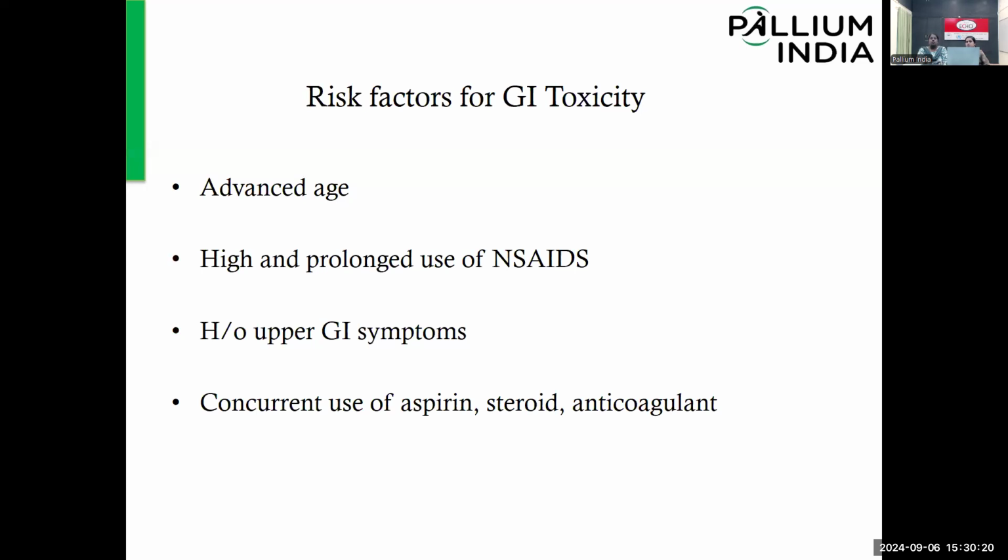These are the risk factors for GI toxicity while we are using these COX-2 inhibitors. If the patient has advanced age, high and prolonged use of NSAIDs, a history of any GI symptoms, peptic ulcer or bleeding, or concurrent use of aspirin, steroids, or anticoagulants, in these patients the GI toxicity of these medicines is very high. So you have to keep in mind these criteria before starting NSAIDs because this will increase GI toxicity.